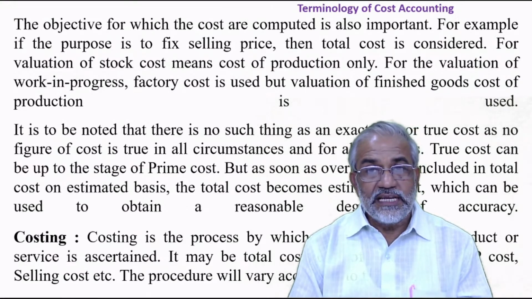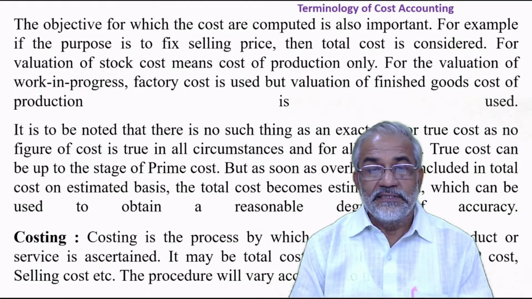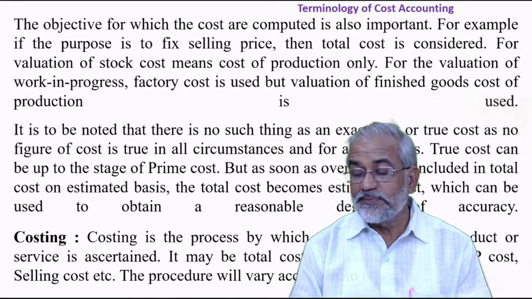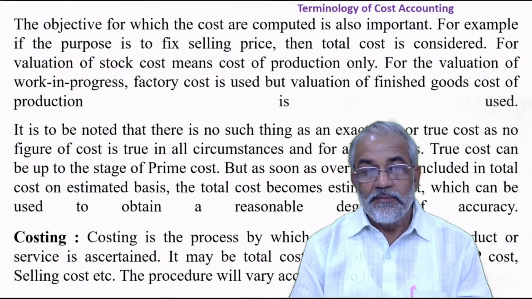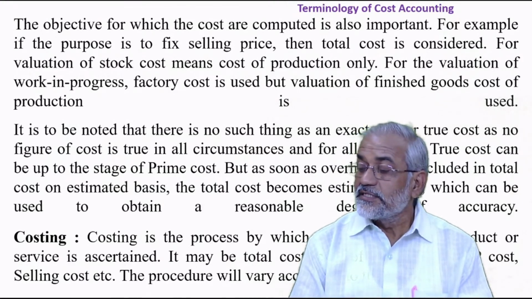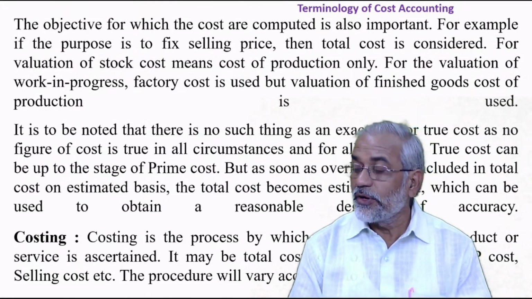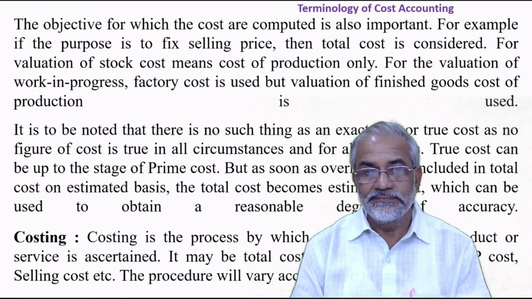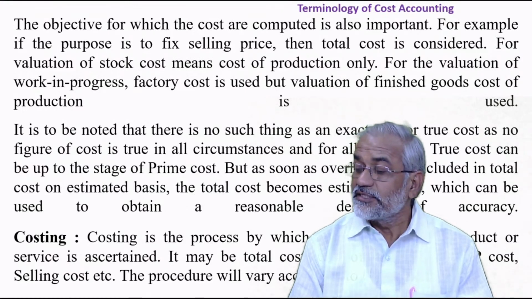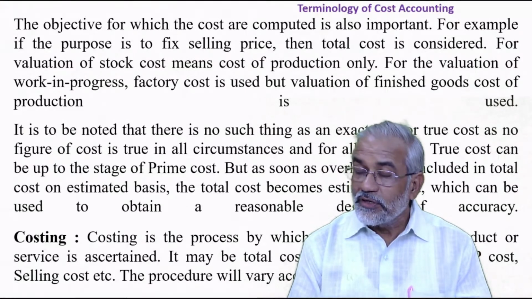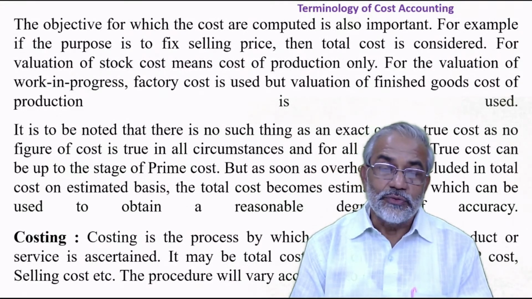When the cost is classified by nature, three components come into the picture. They are material, labor, and expenses. Material means the substance from which the product is made or produced. That is called material. Let me reiterate: the substance from which the product is made or produced.